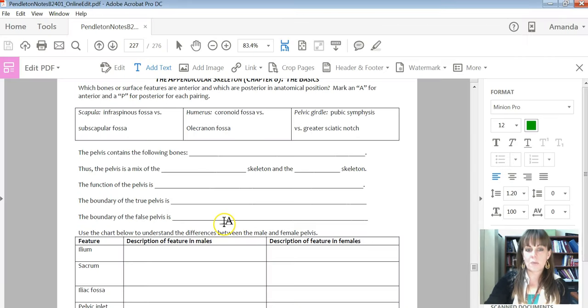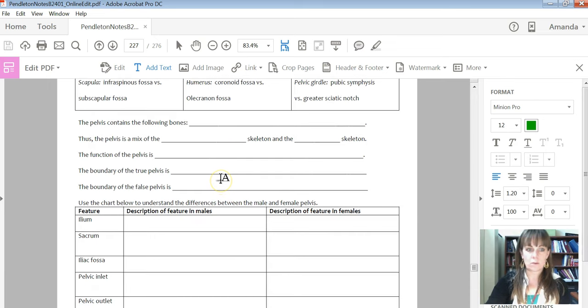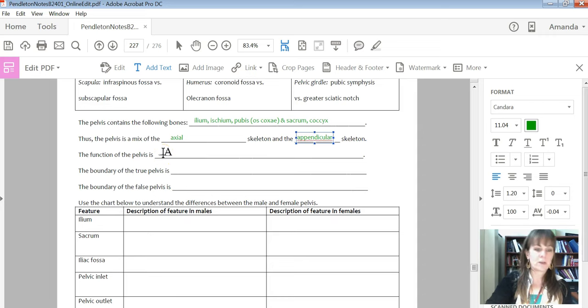Also, I want to point out in your note packet that there is a section to go through the pelvis. So you should think about here, the pelvis contains which bones? Well, it's going to contain the ilium, the ischium, and the pubis, which are called the os coxa, and then also the sacrum and the coccyx. And so that means it's a mix, like we said, of axial and appendicular skeleton. The function of the pelvis is to support and protect the organs of that pelvic cavity.